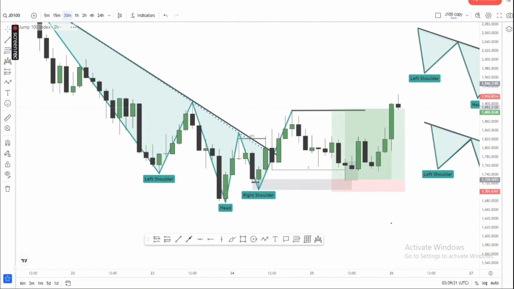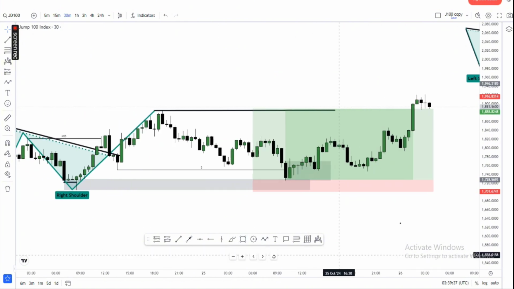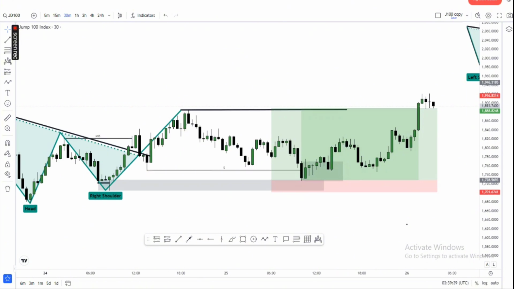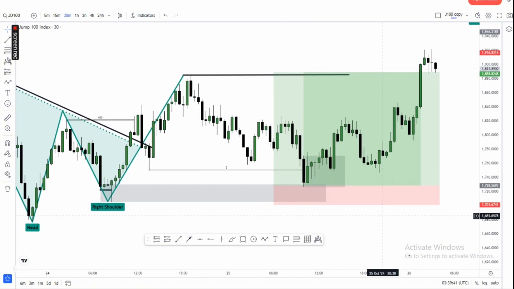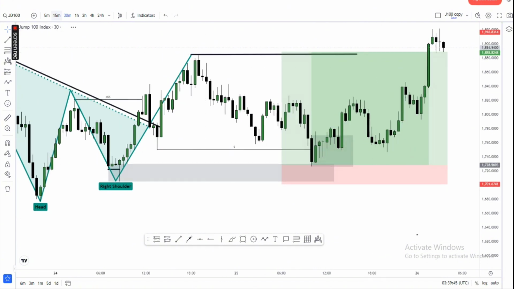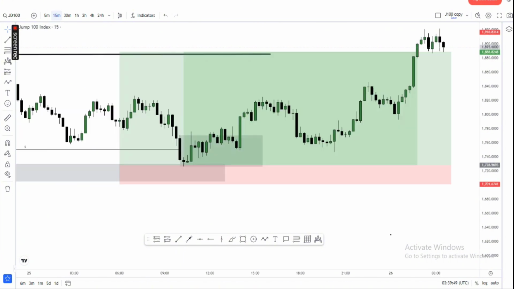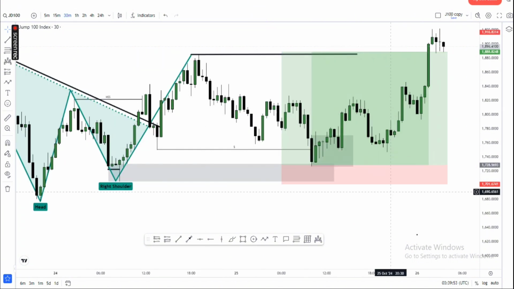How I framed this trade was, I framed it when I saw a confirmation. Price gave me a shift of structure, and the time frame I used even went down to the 30-minute time frame. I could have even used the 15-minute time frame. You can still use the 15-minute time frame, but I used the 30-minute. Let me just show you guys the time frame that I used.